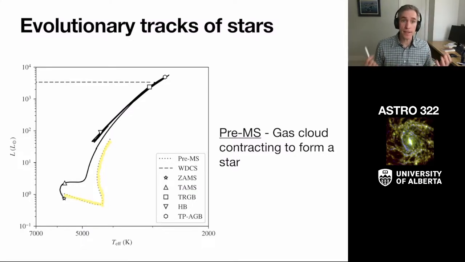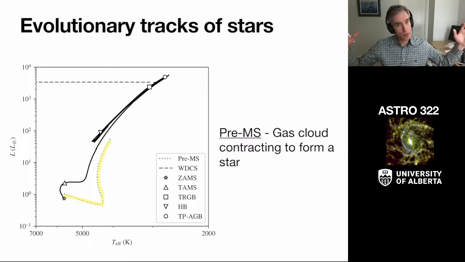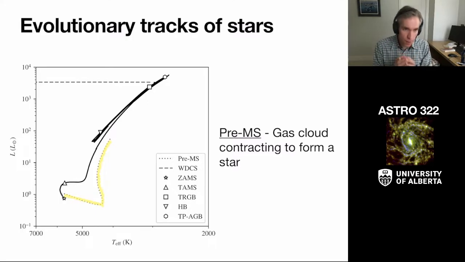The first step in stellar evolution is the formation of a star, and we call that pre-main sequence evolution. Pre-main sequence evolution means that the gas cloud ends up contracting down and forming a star. It's covered in ASTRO 320 in detail. We'll go into a little bit about this in the context of the initial mass function, starting probably on Wednesday. Yeah, I'm talking slow. Next week.